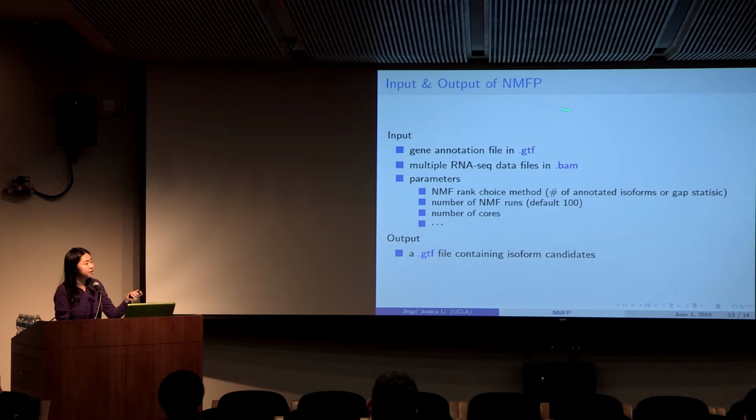About the input and output of the method: the input is very simple. You just need the gene annotation file in GTF format, and you need multiple RNA-seq data files in BAM format. For the parameters, we have default settings, but you have the freedom to tune them. The output will be a GTF file containing isoform candidates.